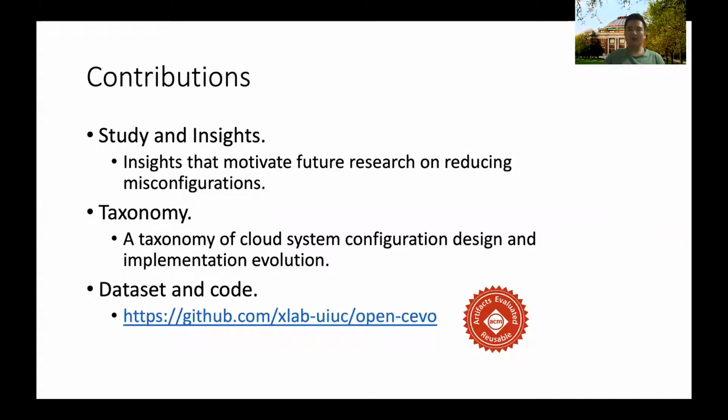We have 3 main contributions in the paper. First one is a study and the insights that motivate future research on reducing misconfigurations. We come up with a taxonomy of cloud system configuration design and implementation evolution. And finally, we made our dataset and code publicly available on GitHub.